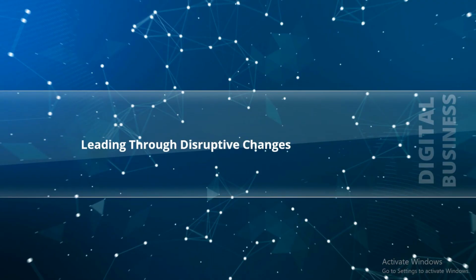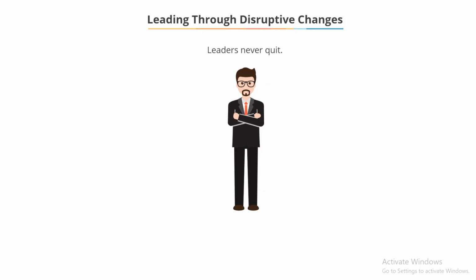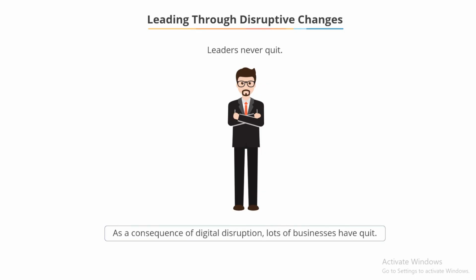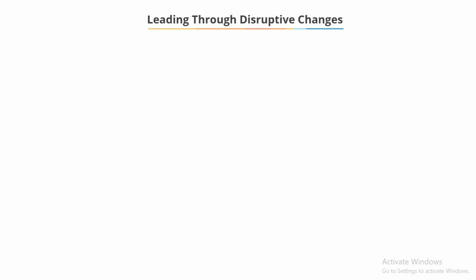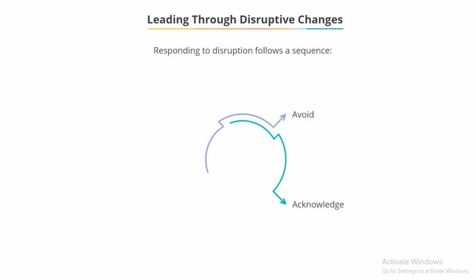Let's see how a leader can lead through disruptive changes. Leaders never quit. As a consequence of digital disruptions, lots of businesses have been wound up and have quit. Good leaders never quit and respond through a growth mindset. Hence, leading a disruptive change is all about responding to the changes. Generally, responding to disruption follows a sequence of avoiding, acknowledging, accepting, and adopting.